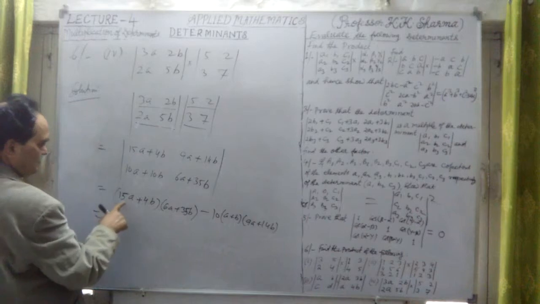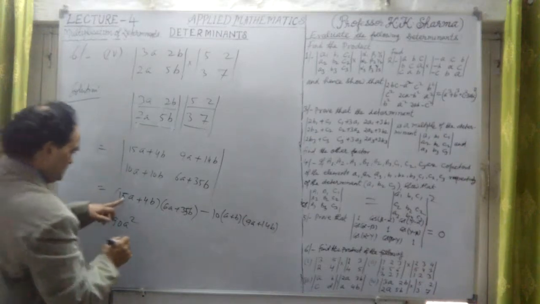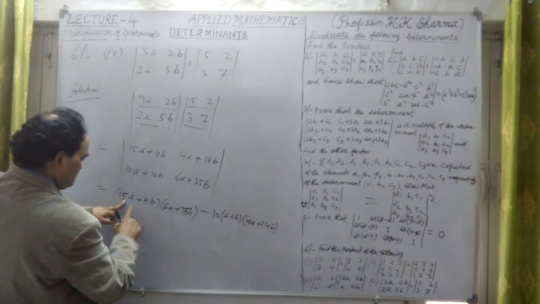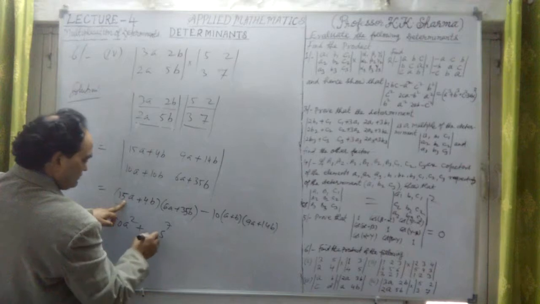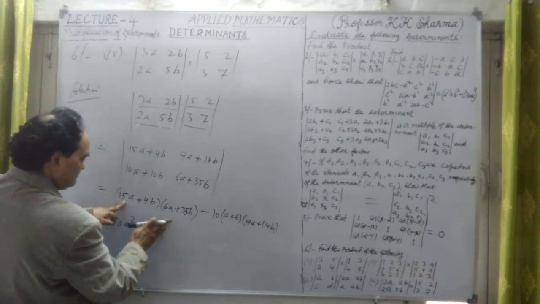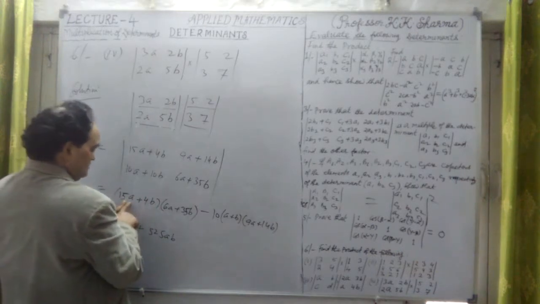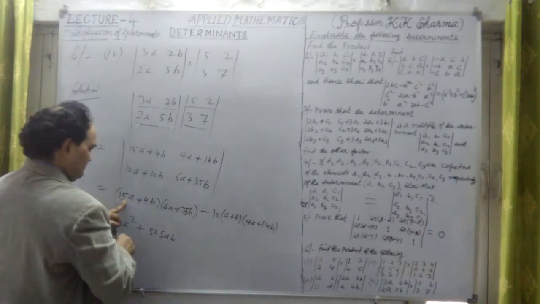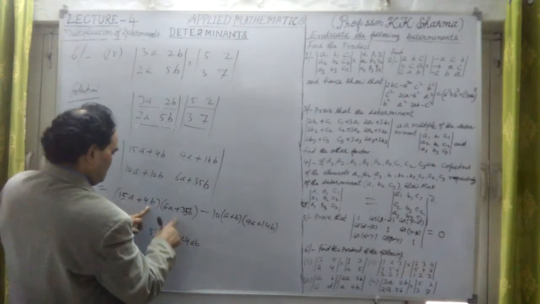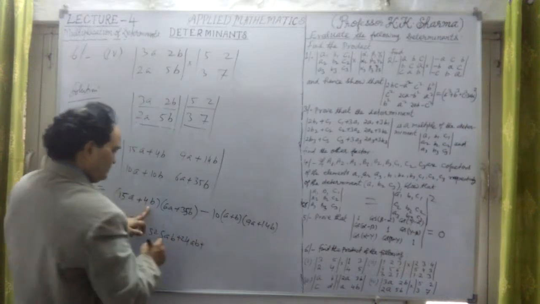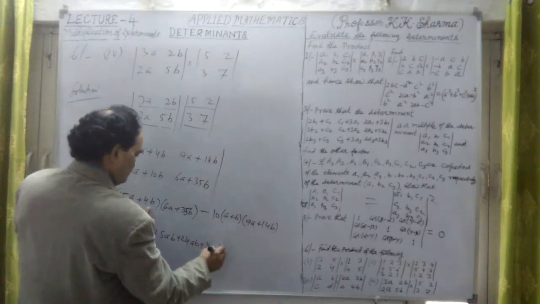Okay, now let's multiply 15 into 6a, this is 90a squared. Then 15 into 35 is 525 ab. This is first term multiplied by second. Now 4b into 6a is plus 24ab. 4b into 35b is 140b squared.